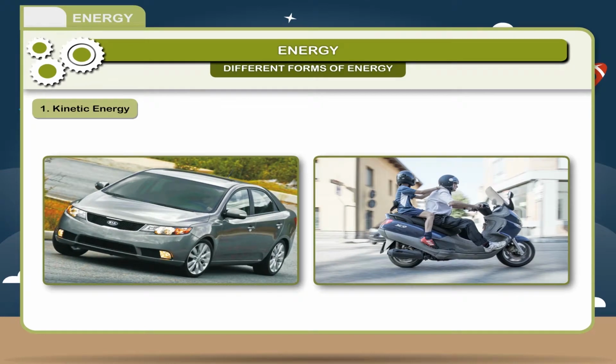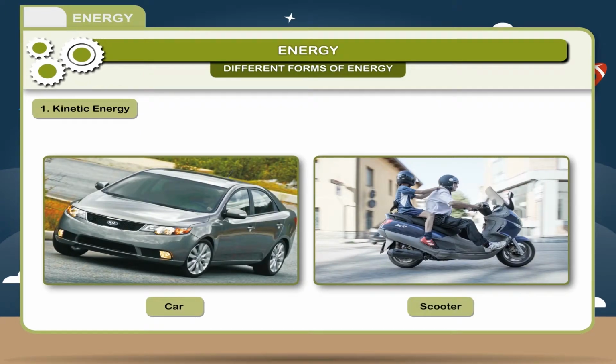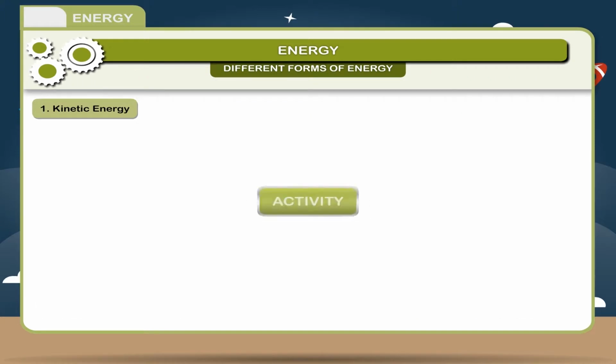If the mass of a body is more, it will have more kinetic energy. For example, if a car and a scooter move with the same speed, the car will possess greater kinetic energy because of its heavy mass. Similarly, greater the speed of a body, more will be its kinetic energy. If the speed of a body is doubled, its kinetic energy will increase by 2 into 2 or 4 times. If the speed of a body is halved, then its kinetic energy becomes 1/4.